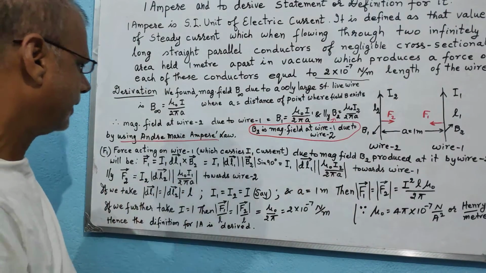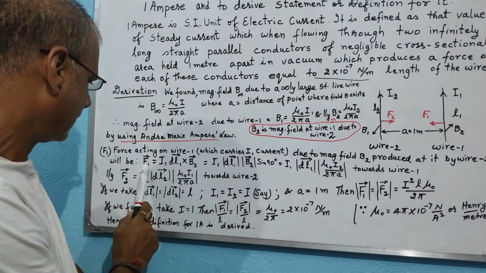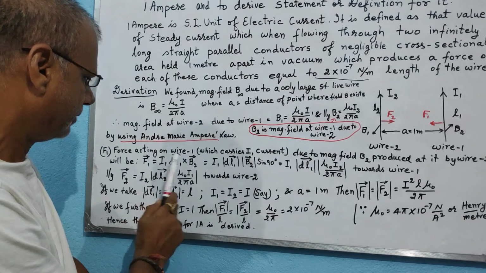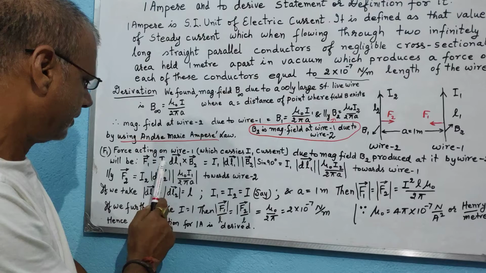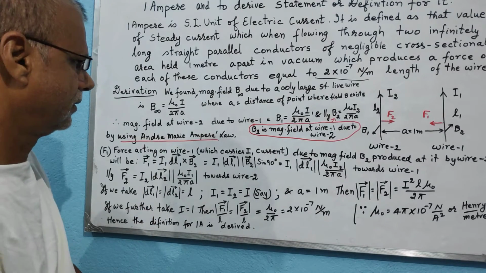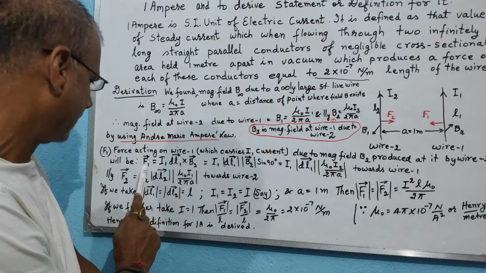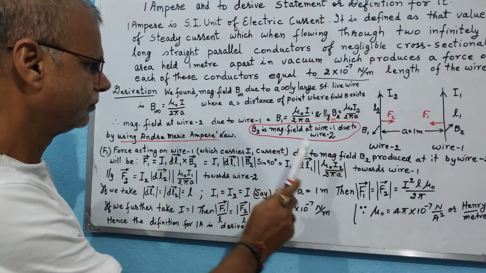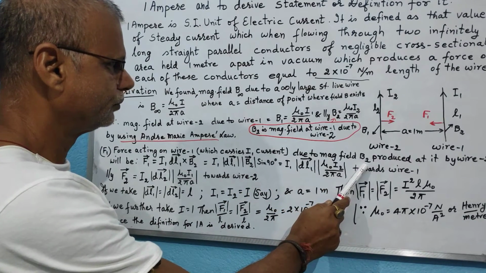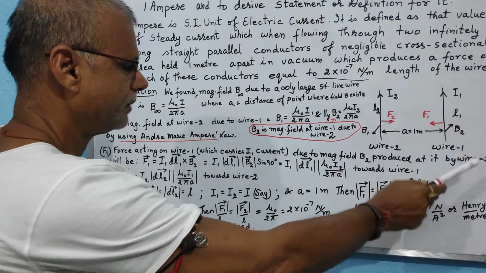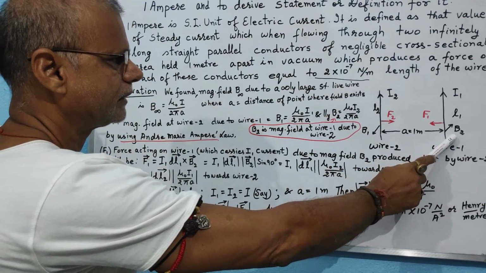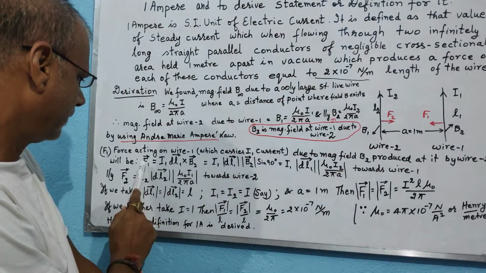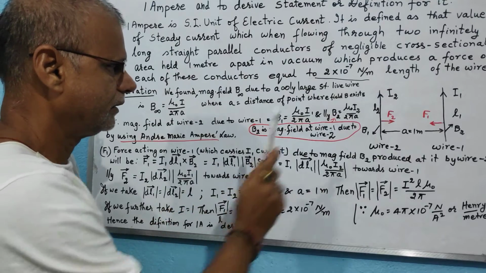Now, using Ampere's law, what we have learned is that the force acting on a current carrying conductor when placed in a magnetic field is given by I dl cross B. So using this relation, the force acting on wire 1 due to the magnetic field B2 produced at it by wire 2. This wire is carrying current I1, so we use the relation F is equal to I dl cross B.